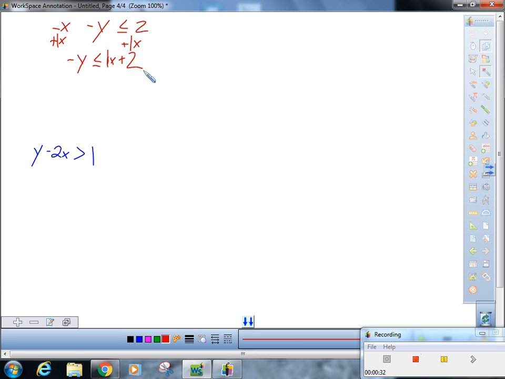Now what do we do? We don't want negative y equals, we want y equals. So what are we going to do? Divide by a negative 1. And when we divide everything by a negative 1, what do we have to do to our inequality? We have to flip it. Okay, so we've got our red equation. Our blue equation's almost in the right form.